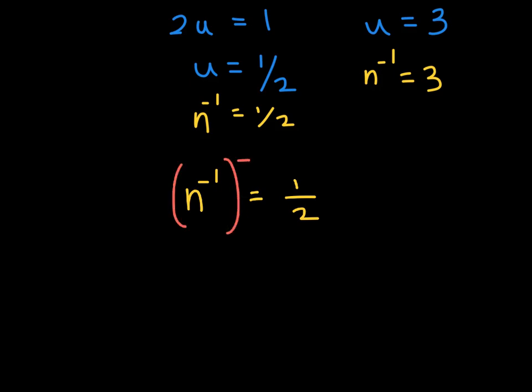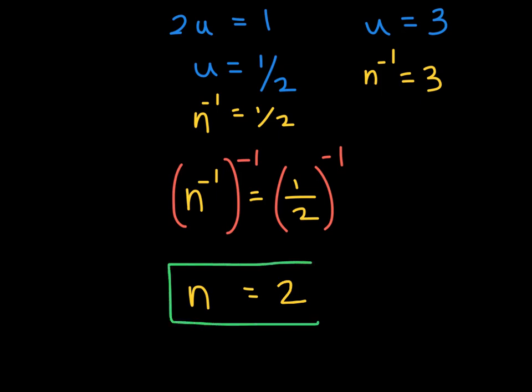Now let me show you what happens when you raise both sides to the power of -1. By the power rule for exponents, when you raise n to the negative first to the negative first power, you need to multiply these two exponents. And -1 times -1 is +1. So you get n to the power of +1. Now, raising 1/2 to the power of -1 will reciprocate this number. So instead of 1/2, it'll become 2/1. But 2/1 is just 2. So there's one solution. N is 2.